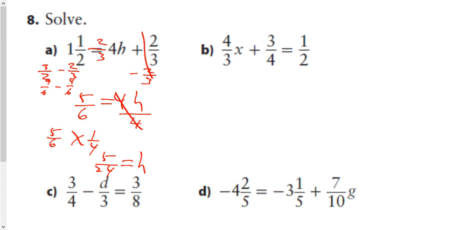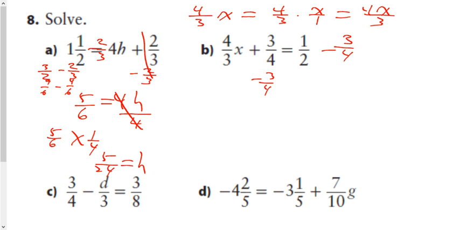In B, we have 4/3 x, and before I get into this, you should know that 4/3 x is the same thing as 4/3 times x, which is the same thing as 4x over 3. So if this was my question, the first thing I'm going to do is I do not necessarily want that variable like that, but I'll keep it like that. Just be aware it could be the same. If I multiply both sides by a common multiple, I would multiply both sides by 12. But most of you probably did this.